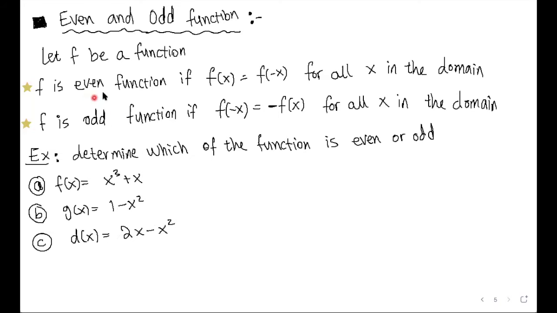So to check the function is even, we have to check this condition, f of x equals f of minus x. To check the function is odd, we have to check this condition. If the function does not satisfy the first one or the second one, then it is neither even nor odd.